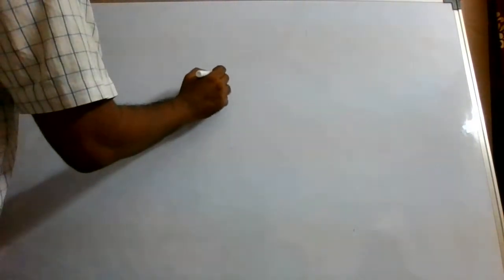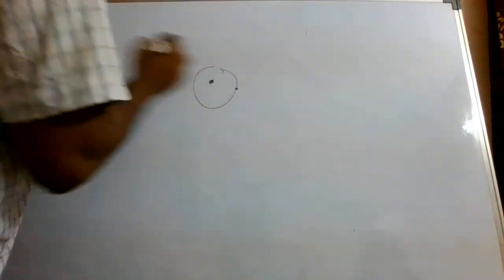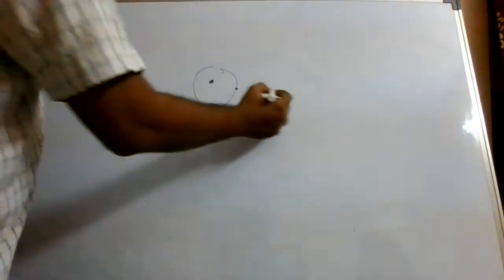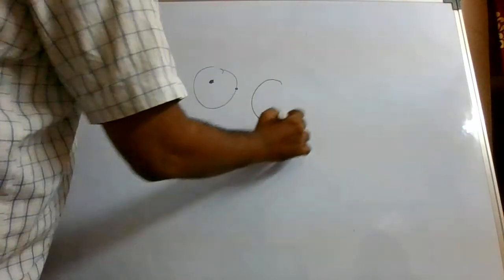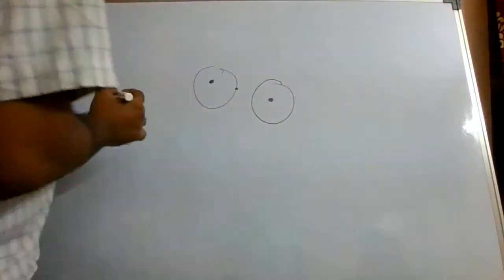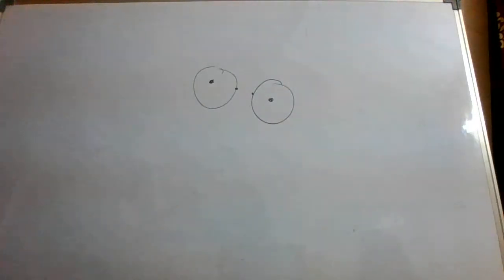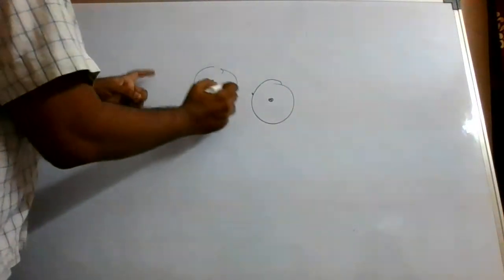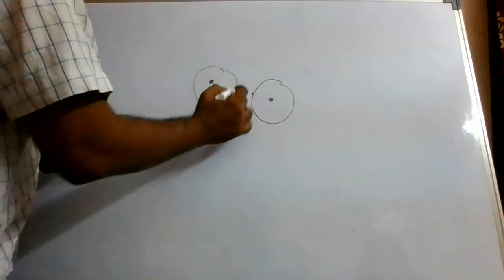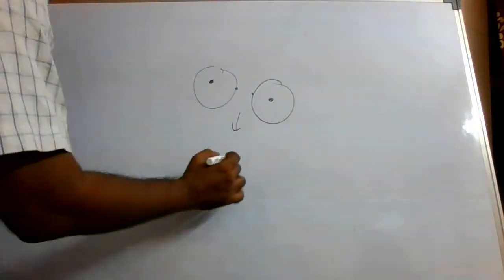Suppose we have a system like this where you have this nucleus and you have this electron over here. Alright, and I bring another atom here. It is this nucleus and the electron here. The electrons are not moving, but they are sharing. The final diagram will be something like this.